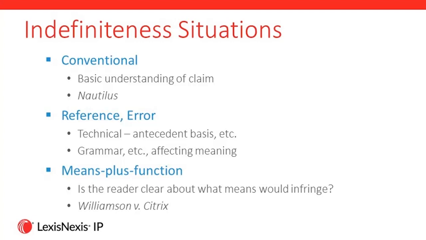A third type is the means plus function claiming, and we're going to talk about that in a bit of detail. The question there is whether you have adequately identified a means plus function claim or a portion of a claim, and then have you given the right sort of device that performs the function. Here we're only going to be talking about one of those.